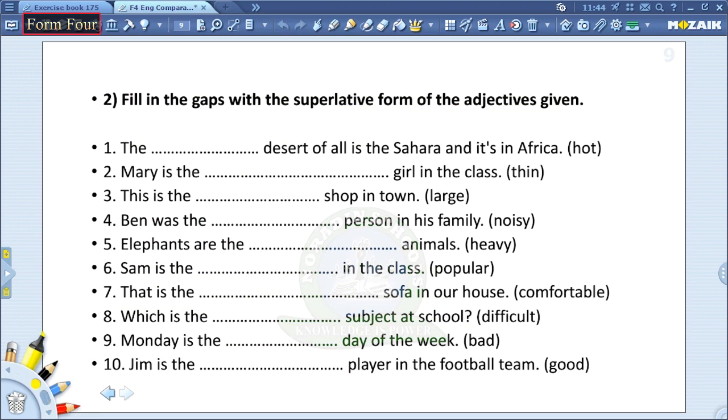Okay. Another section. Fill the gaps with the superlative form of adjectives. Can you remember superlatives? We need to use most and est. The hottest desert of all is the Sahara, and it's in Africa. We say hottest. We're going to use double T, because the word is stressed. So the answer is the hottest desert of all is the Sahara, and it's in Africa.